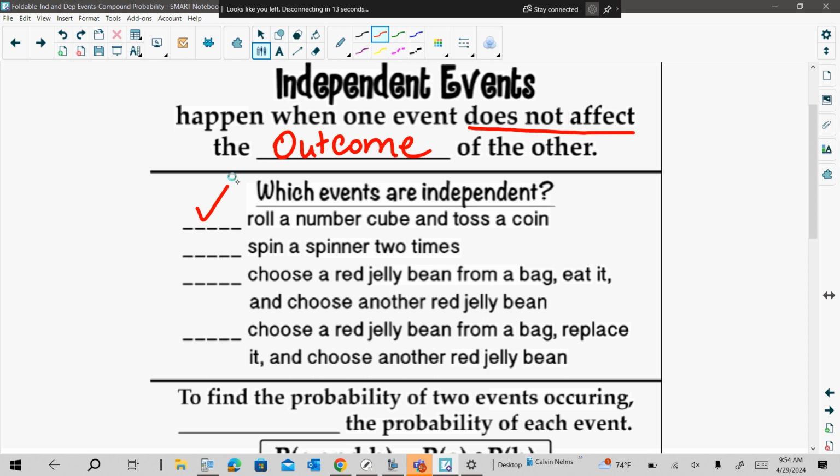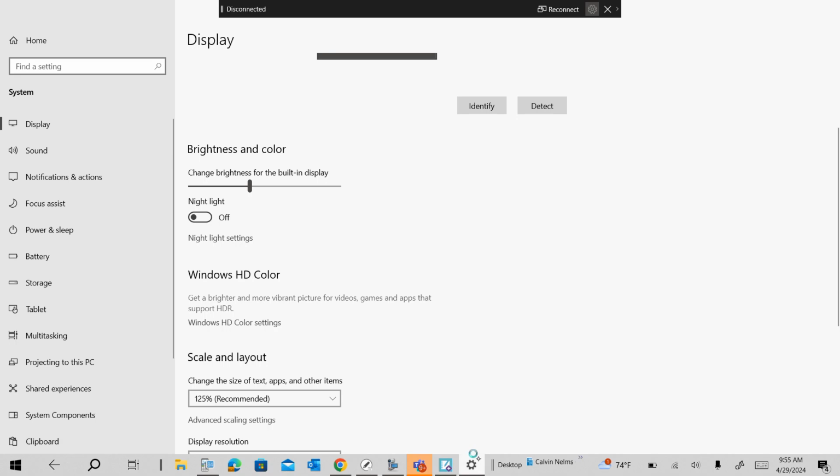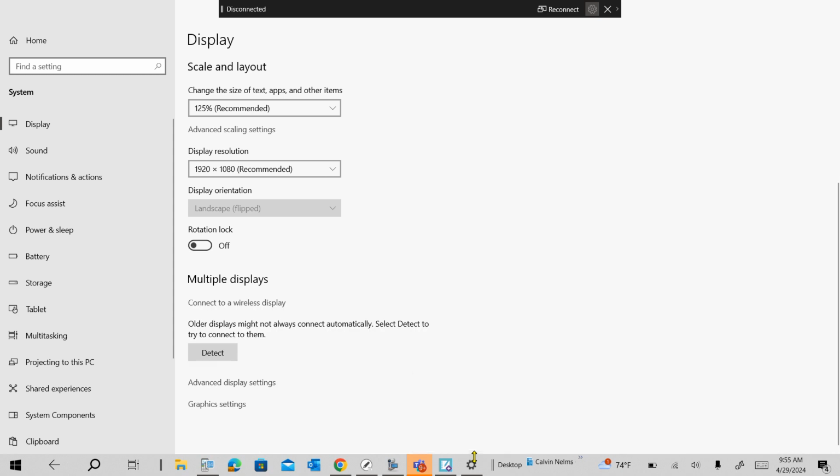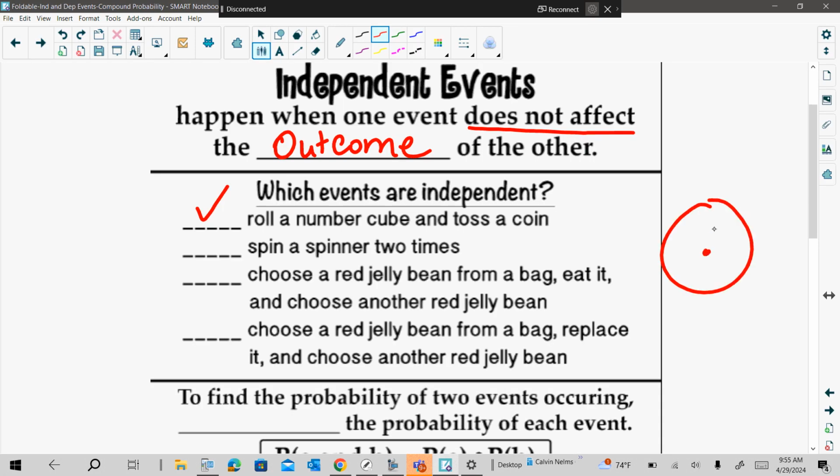What if you spin two spinners? If you spin it 2 times, does the first spin affect the second spin? No. Okay, it's one spinner, but we're spinning it twice. Does that make sense? You have a spinner, it could be divided into different categories. If I spin it once, does it affect when I spin it the second time? Does my first spin affect the second spin?